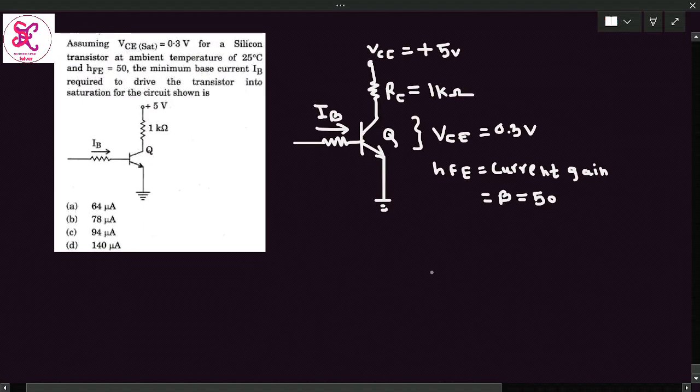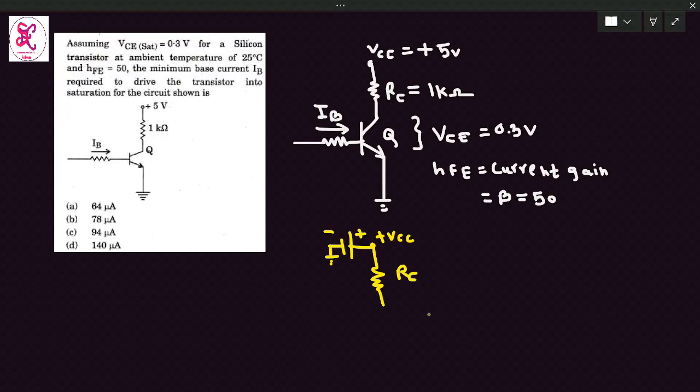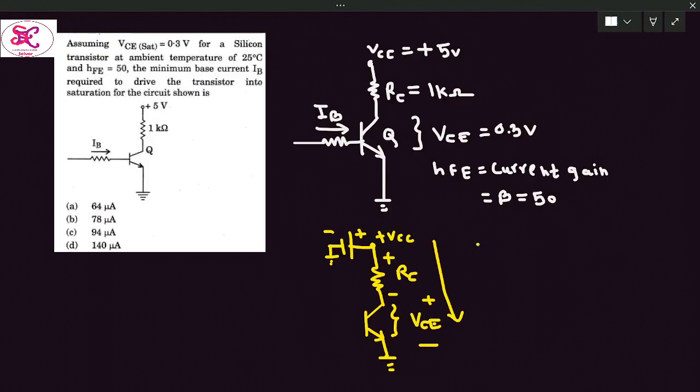Let's start the solution. You have to find out the voltage across the resistor. Here I am applying simply KVL. This is plus VCC, which means this is positive and this is negative. Then RC, we have to find out the voltage across RC. This is the transistor. The voltage between the terminals collector and emitter is nothing but VCE saturation, which is given as 0.3 volt. So I am going to assign the terminals positive, negative, and then apply KVL like this. So what I am getting, VCC, if you go from left to right, the sign is positive.